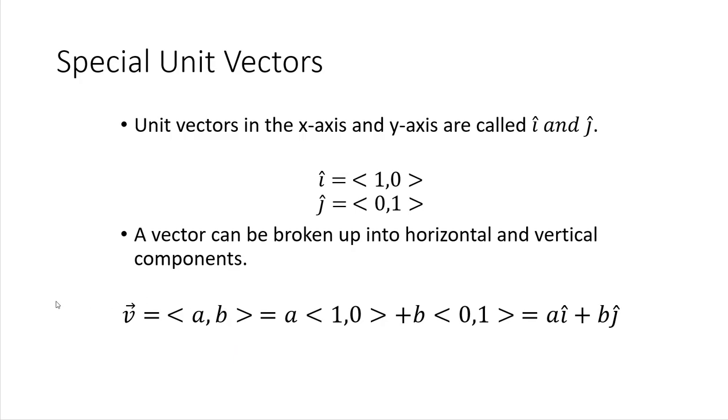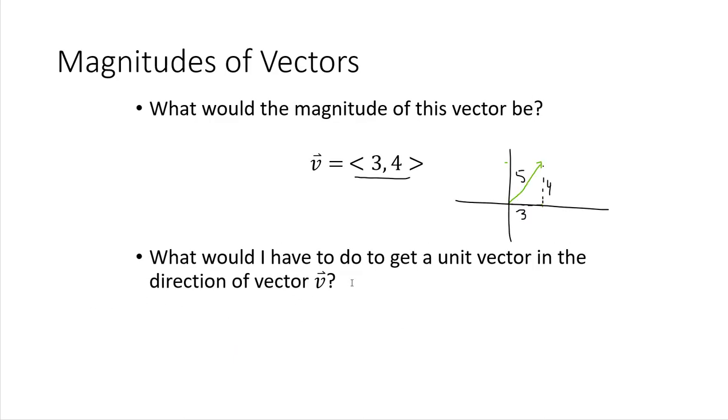Now, there's such a thing as a special unit vector. Actually, we didn't talk about this: what do I have to do to get a unit vector in the direction of vector v? What does that mean? If I had a vector like this one, off in this direction, what would I do there? I wanted to essentially know how to get that piece of information. We'll get into that in a minute and come back to that.